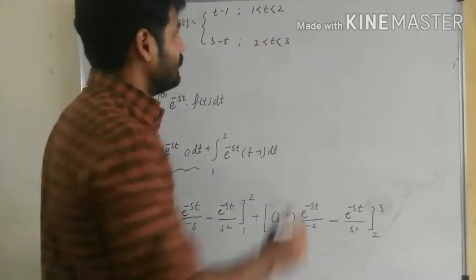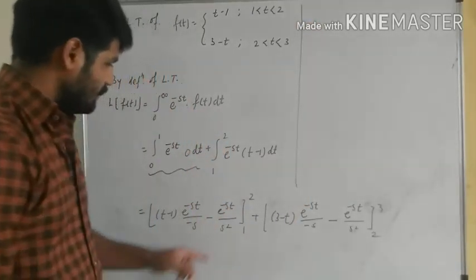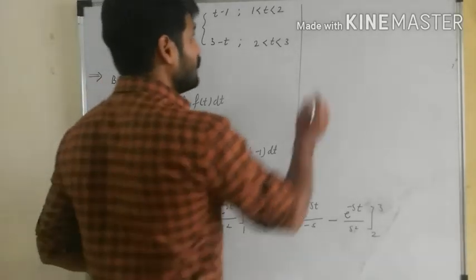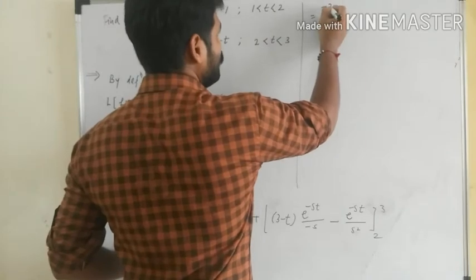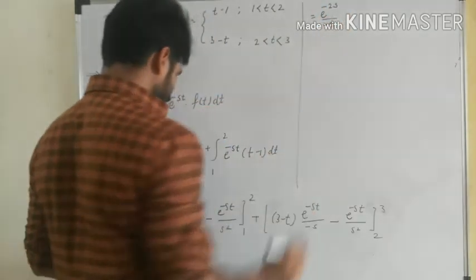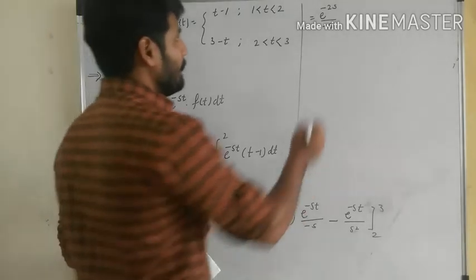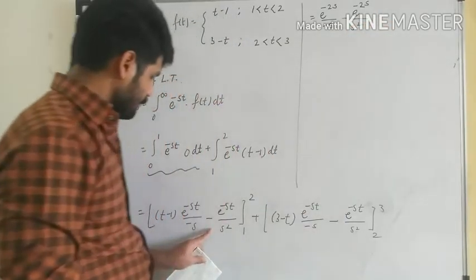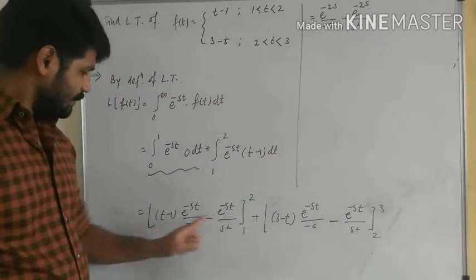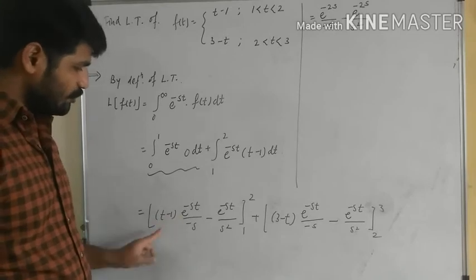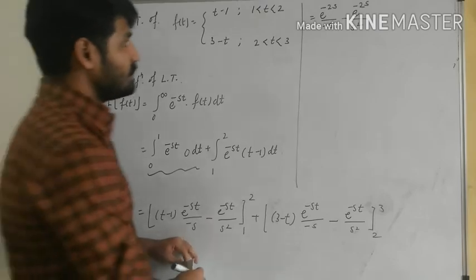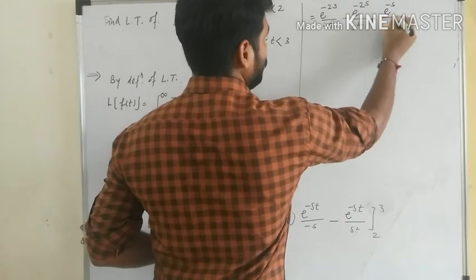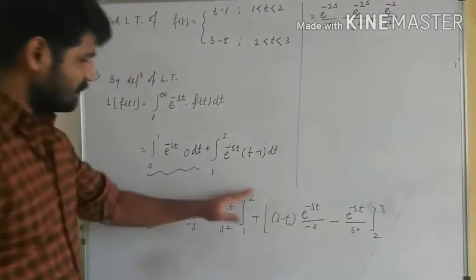So if we put the upper limit 2 here, we can write 2 minus 1, that is 1, into e raised to minus 2s divided by minus s. Here minus as it is e raised to minus 2s divided by s square. Now if we put the lower limit here, 1 minus 1 is 0, so this term gives 0 value. This minus and lower limit minus, we get plus e raised to minus s divided by s square. Okay, now this completes your first term.